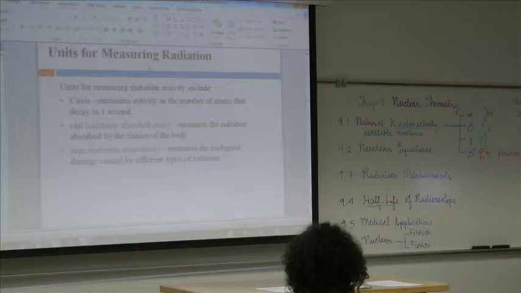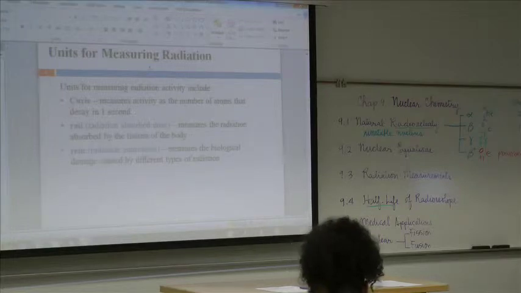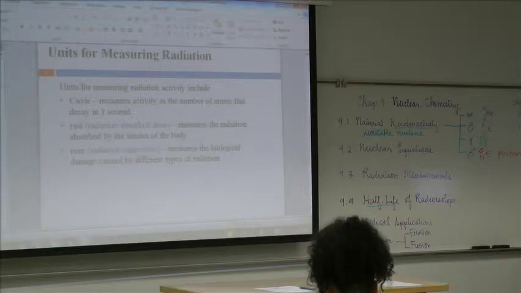So what are the units for measuring? A curie measures activity as the number of atoms that decay in 1 second.